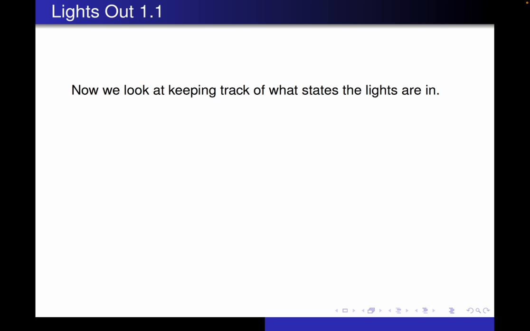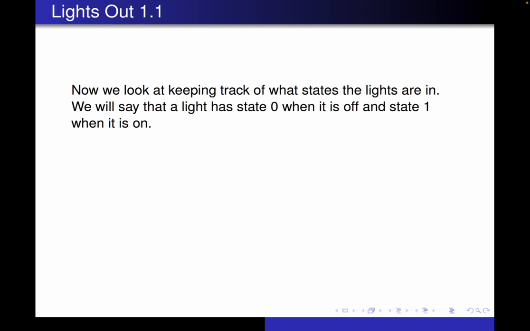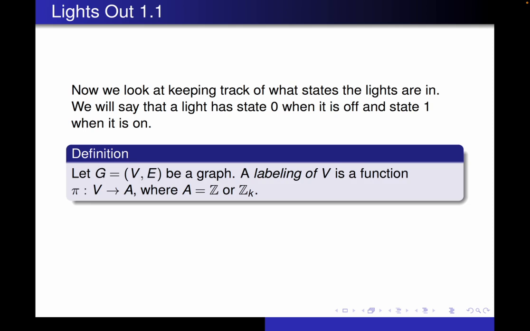So the last thing that we have to worry about in this game, however, that wasn't taken by the definition of a graph, is we have to keep track of what states the lights are in. Are they off? Are they on? So we will say that a light has state 0 when it is off and state 1 when it is on. That'll be convenient to us because then we can talk about turning lights on and off as being something that's computational.